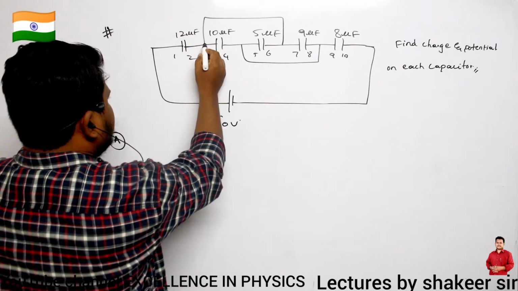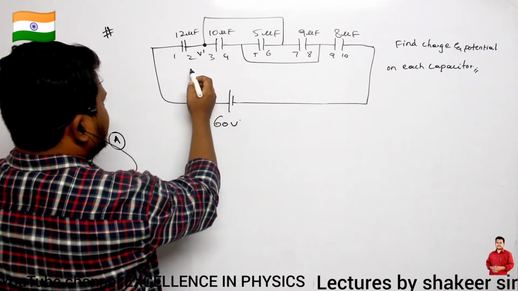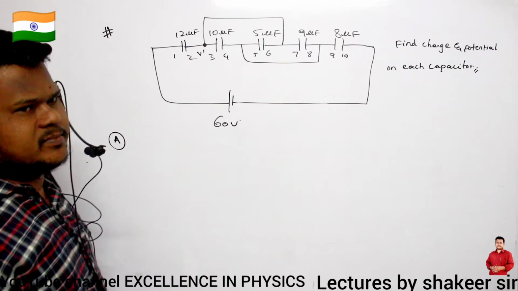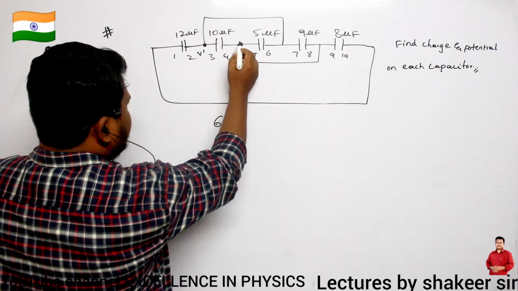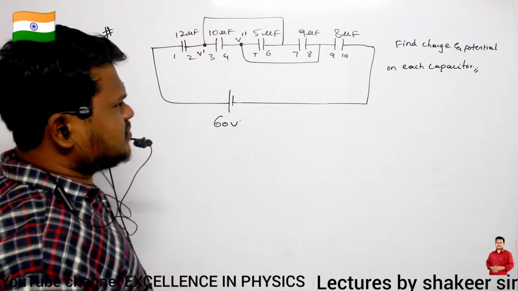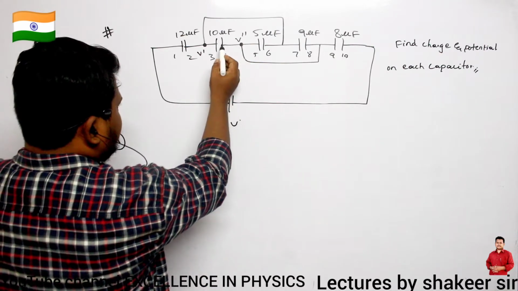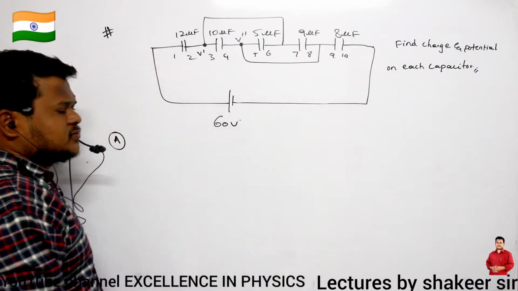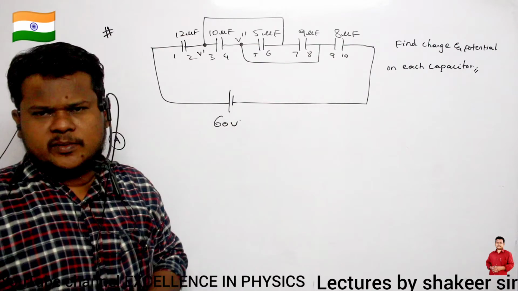So here if a potential is V dash, then 2 and 3 are present at the same potential. Similarly 6 and 7 also must be present at the same potential. Clear? So here if the potential is V and here V dash and this is V double dash, then which are the capacitors present at a potential of V double dash? V double dash is connected to 4 and 5. Similarly the same V double dash is connected to 8 and 9 also. So all these plates should be present at the same potential.